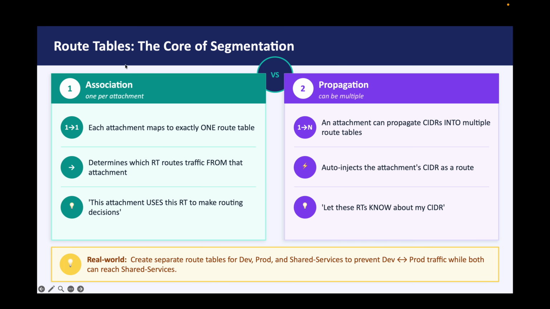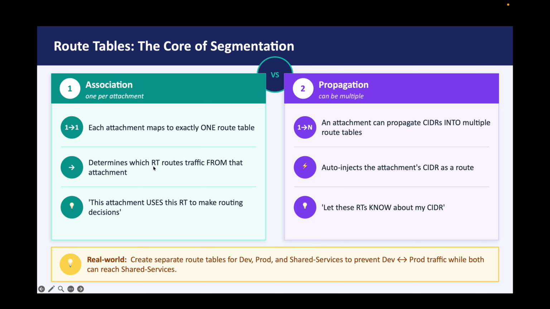So next is the route table, the core of segmentation. The first one is association, one per attachment. It is one to one. Each attachment is mapped to exactly one route table. Say you have a prod VPC attachment to the transit gateway. That prod attachment gets associated with the prod route table and only the prod route table. You cannot associate it with two route tables. One attachment, one route table, hard rule.